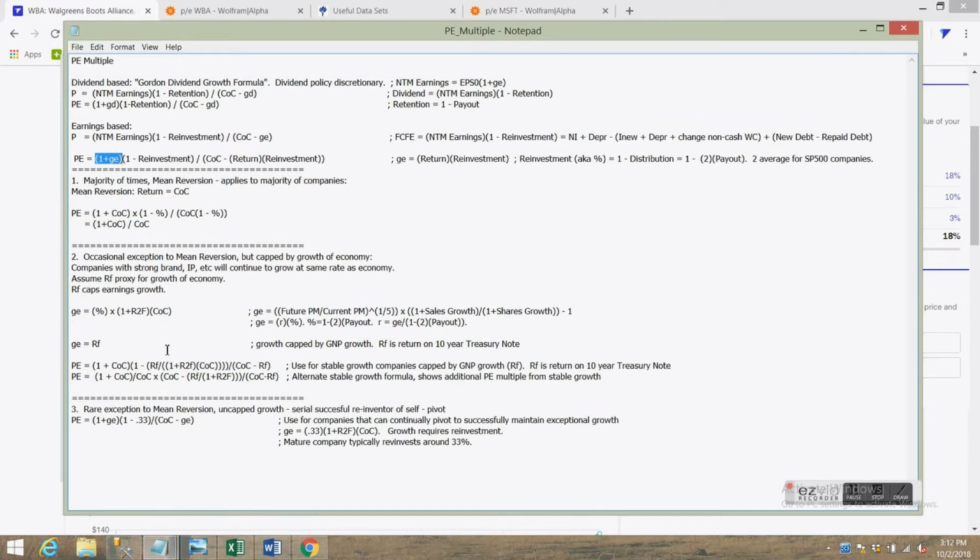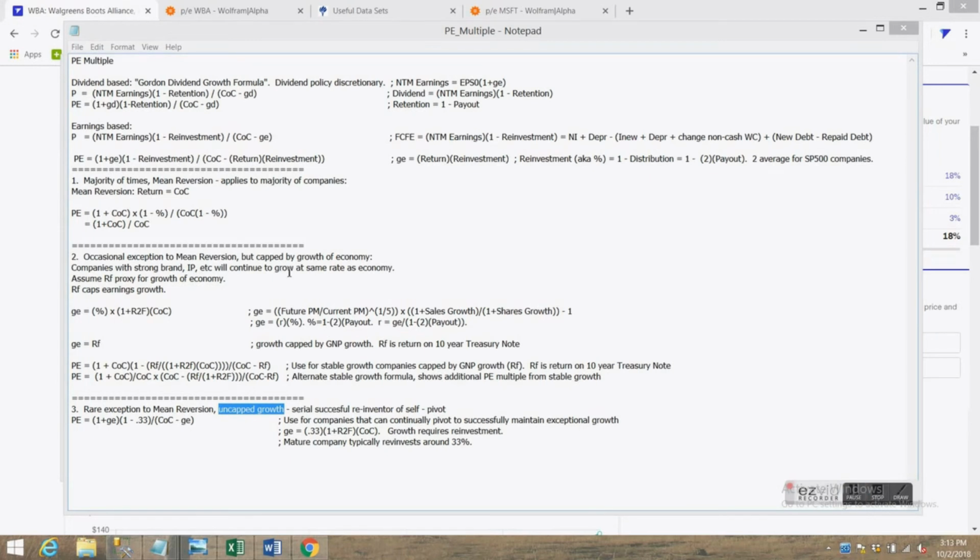So hopefully this gives you a good foundation that we can work from now to talk about three specific scenarios dealing with this formula. One is mean reversion, which is what happens the majority of the time, and really is what the Polaris website defaults to in terms of its numbers. It does assume mean reversion occurs. Now, a few exceptions could be where you have mean reversion, but the companies continue to be able to grow at least at the rate of the economy. And then the very rare exception is where you have uncapped growth. So we will be going through each one of those separately now.